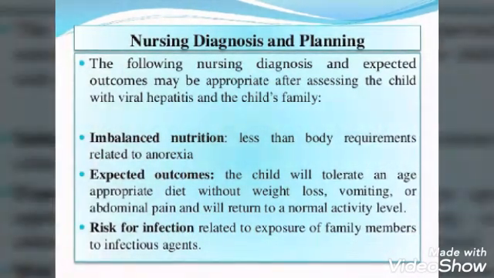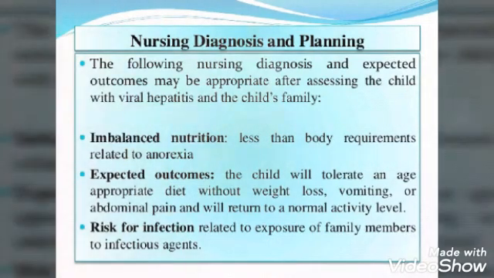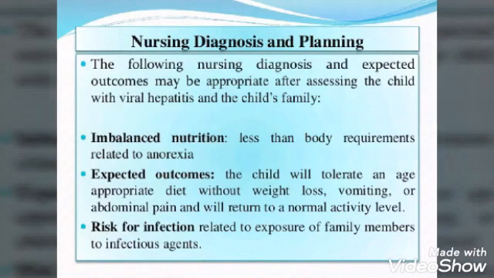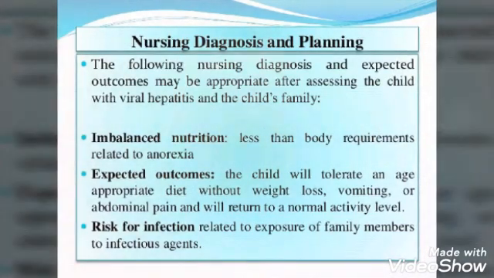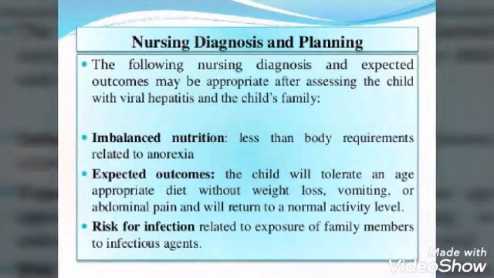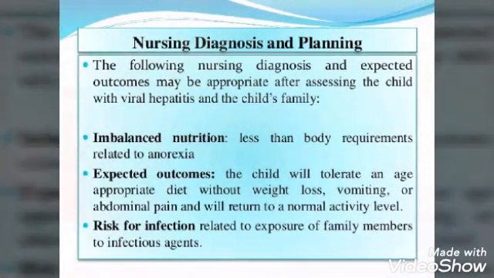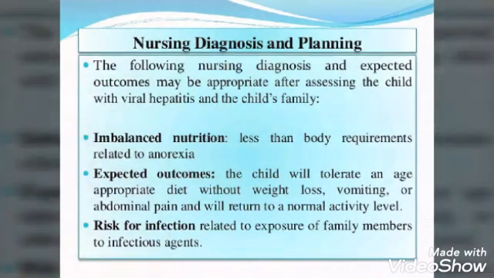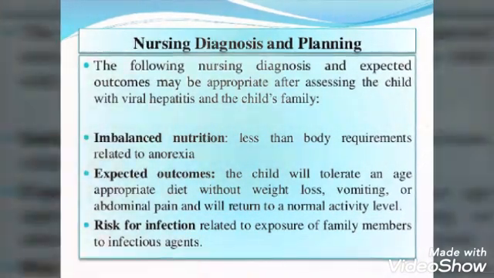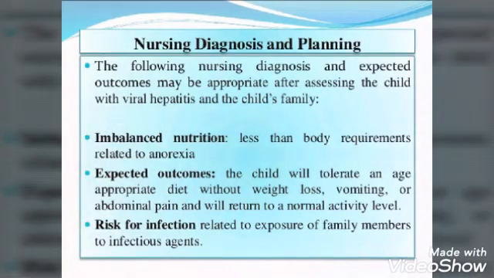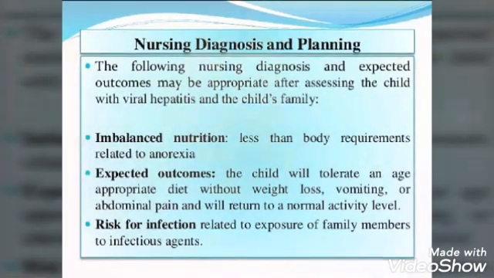So the first nursing diagnosis will be based on the diet. The following nursing diagnoses and expected outcomes may be appropriate after assessing the child with viral hepatitis and the child's family. That is imbalanced nutrition, less than body requirements, related to anorexia. The expected outcome is that the child will tolerate an age-appropriate diet without weight loss. That means you have to try to improve the balanced nutrition of the patient, and you have to expect a good result.